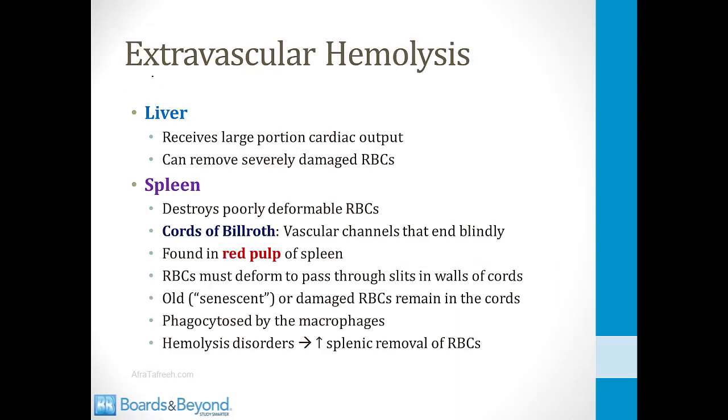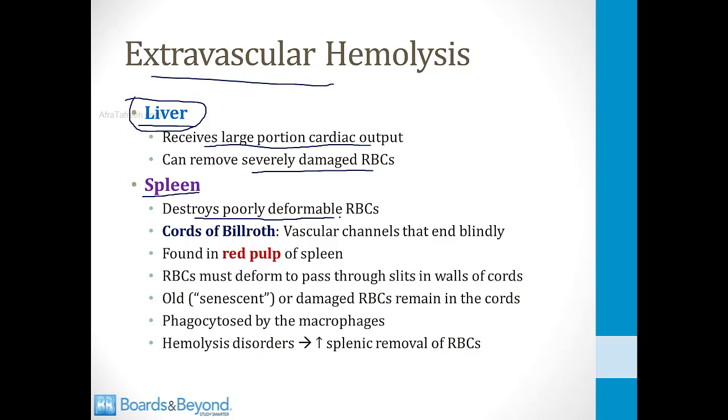So let's talk about extravascular hemolysis first. Recall that the liver receives a very large portion of the cardiac output. So if there are lots of severely damaged red blood cells, the liver will remove some of them. However, the much more important organ in terms of extravascular hemolysis is the spleen, and that's because the spleen's job under normal circumstances is to remove damaged red blood cells. So in the setting of a hemolytic disorder, the spleen can start taking more red cells out of circulation than normal. So the spleen's job under normal conditions is to destroy poorly deformable red cells.